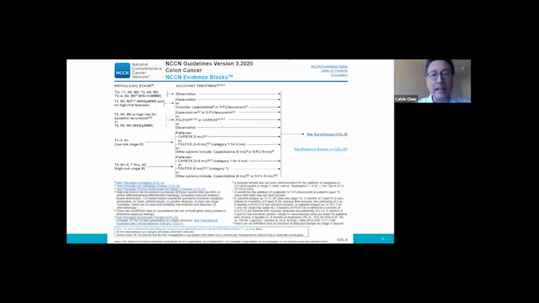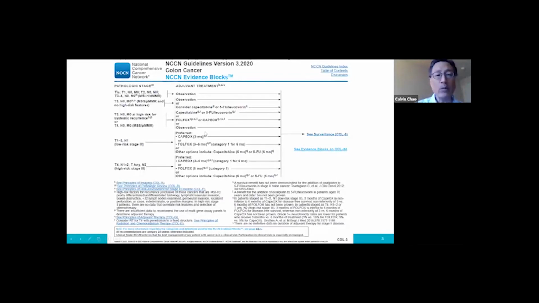If we look at the NCCN guidelines for colon cancer, we see that for patients who have T3 and N0 disease, patients can still receive either no therapy, observation, or capecitabine or 5-FU monotherapy. Even patients who have higher risk T3 N0 disease, we also see NCCN recommends the possibility of receiving oxaliplatin through FOLFOX or CAPOX. And certainly T4 N0 disease, the same. FOLFOX or CAPOX are options, but observation is still yet another consideration.